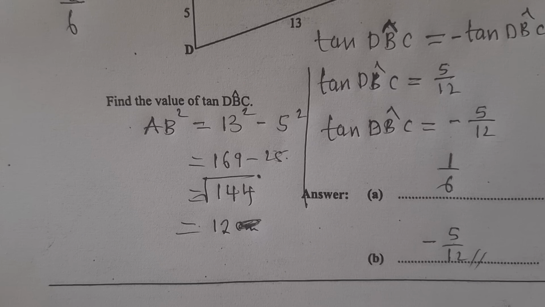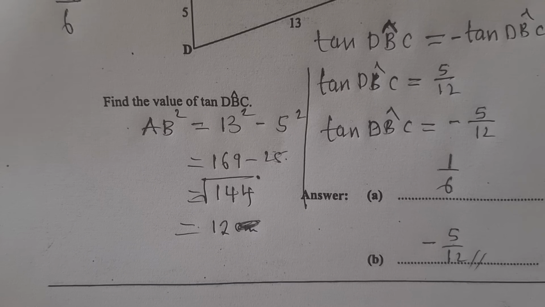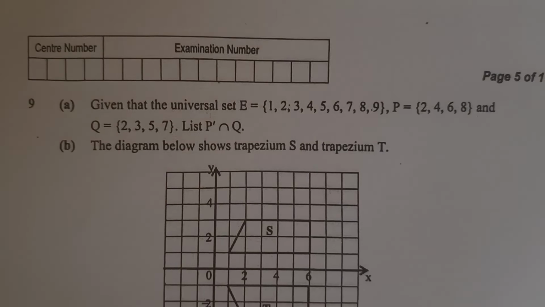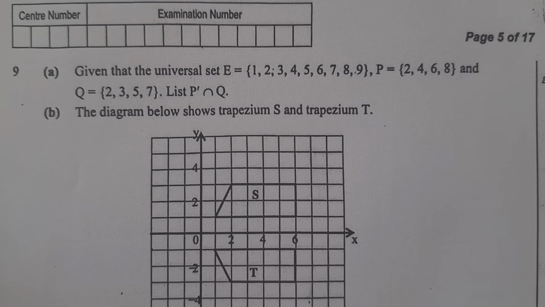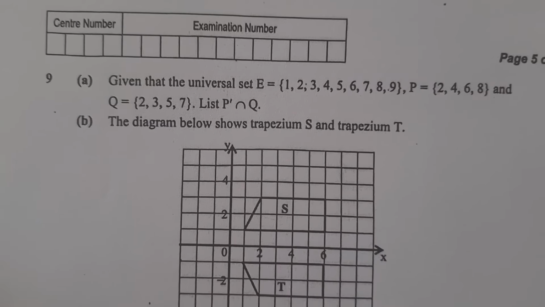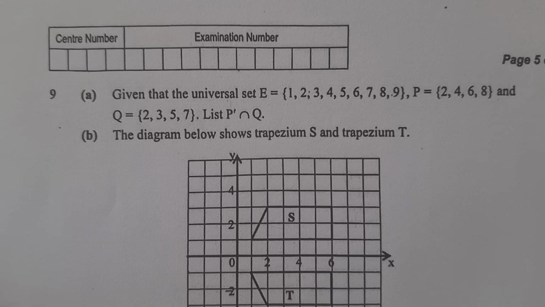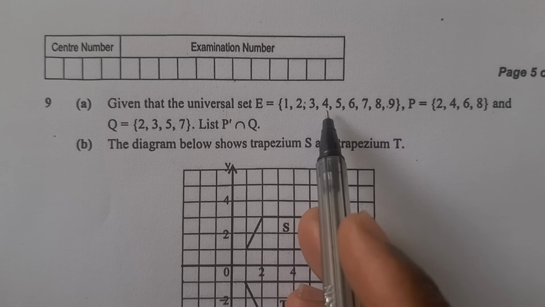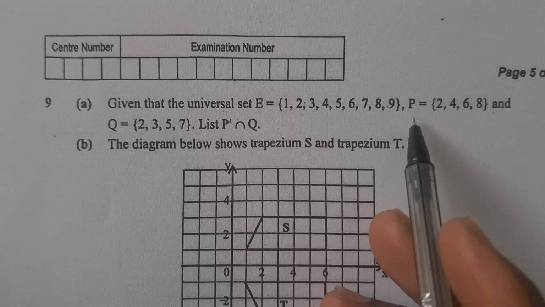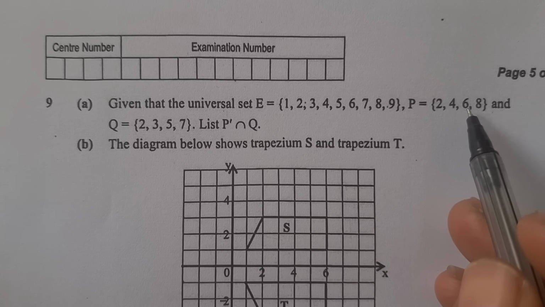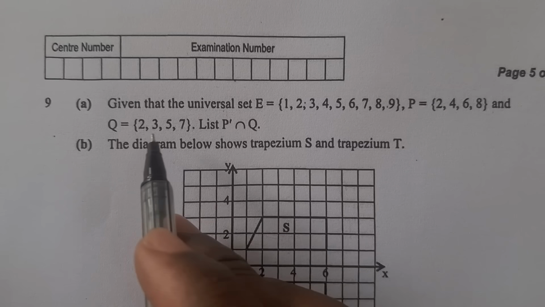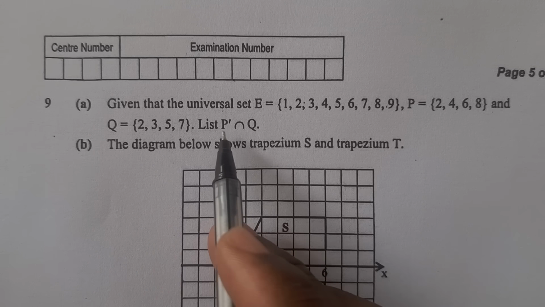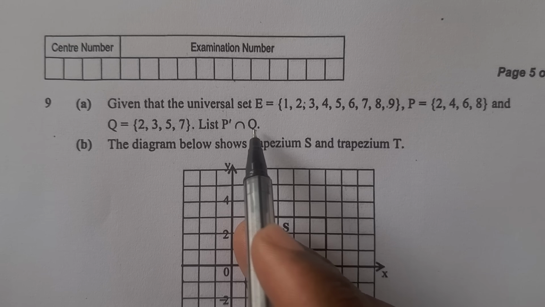Okay, let's go to the next question. We're trying to answer as many questions as we can. For this other question, they are saying, given the universal set E = {1, 2, 3, 4, 5, 6, 7, 8, 9}, and P is equal to {2, 4, 6, 8}, and Q is equal to {2, 3, 5, 7}. List P complement intersect Q.